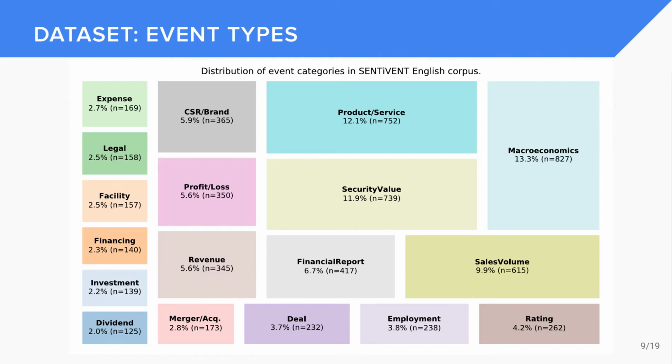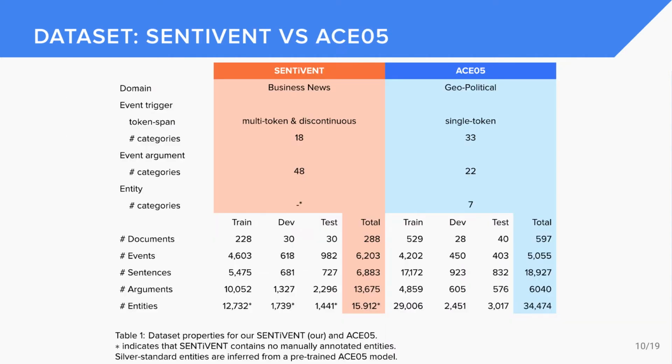While we aimed for compatibility with ERE and ACE, there are several main differences with the benchmark ACE 2005 dataset. In size, our dataset has more annotated events than ACE 2005, but less documents, so we have a higher event density. This is because we have an event typology that is tailored to the domain, unlike ACE 2005, which has general geopolitical events in general news text.